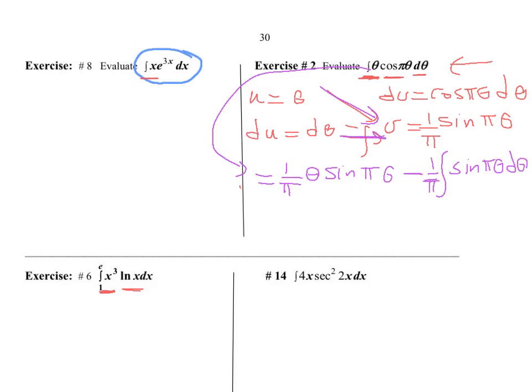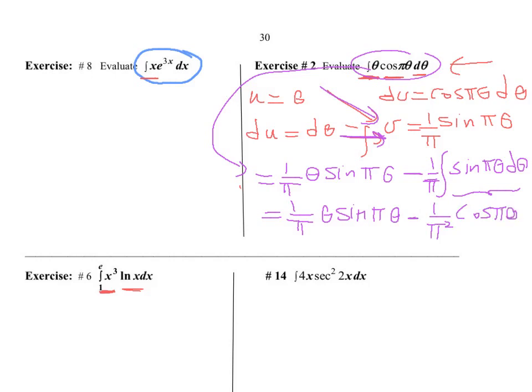So this times this, minus integration. This integration of course is much easier than the first one. So this is 1 divided by pi theta sin(pi theta) minus 1 over pi squared cos(pi theta), because it's going to be cosine pi theta divided by pi, so this will be pi squared, and it should be minus, so this will become a plus constant.